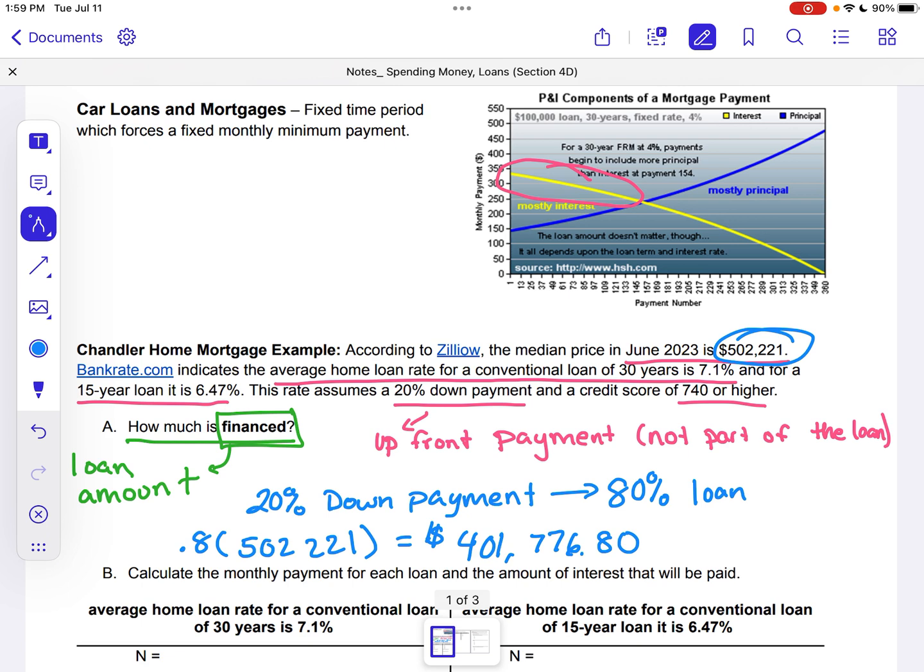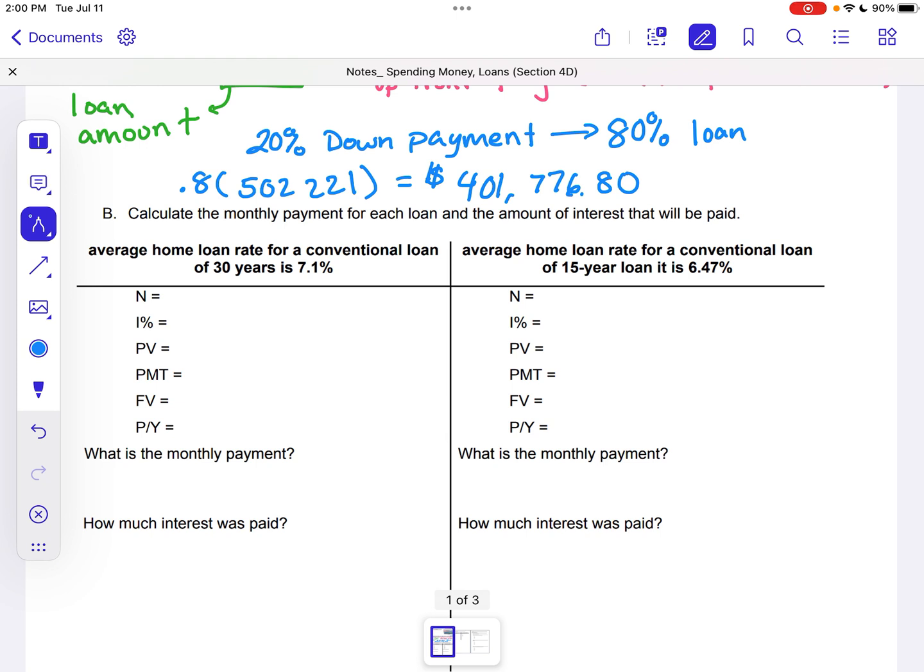Then we have two loan options. We have a 30-year loan and a 15-year loan to look at. And you might be going, well, why wouldn't I want the 15-year loan? The interest rate is lower. That's not the only thing we have to take into consideration. So we're going to go back to using our TVM solvers for this. We're just going to break apart what we know. In these cases, our PV is going to be your loan amount. It's what you're financing, and I like to keep that number positive. This is how much money I owe the bank. So in this case, it'd be $401,776.80.